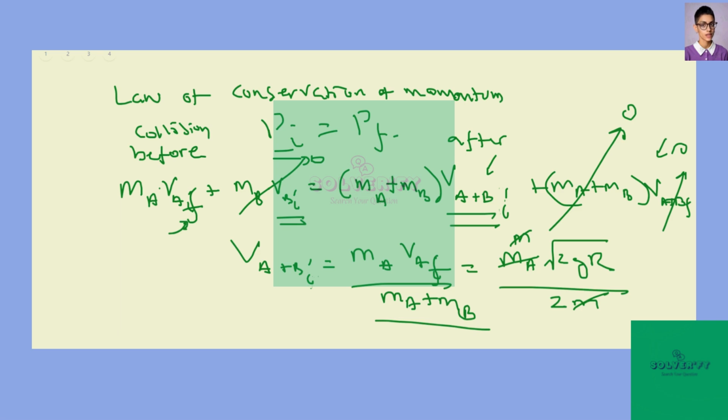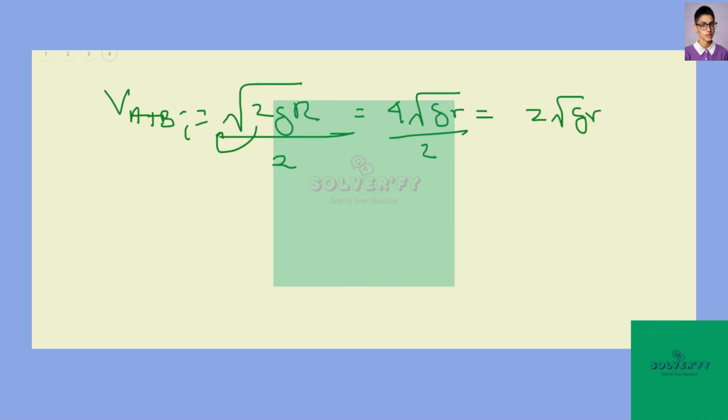We have the mass of A and the velocity of A, and then the mass of B and the velocity of B. So we compare this side to that side and solve for that initial combined velocity of A and B. So mass of A times velocity of A final, which is radical 2gr, over mass of A plus mass of B. These m's are going to cancel out, and so we're left with the square root of 2gr all over 2.